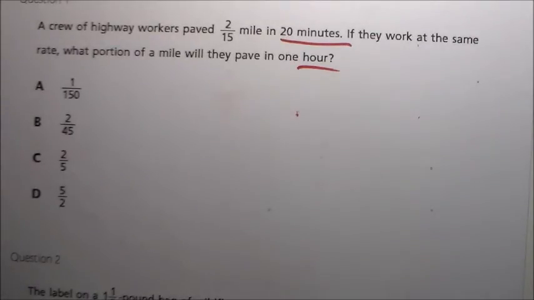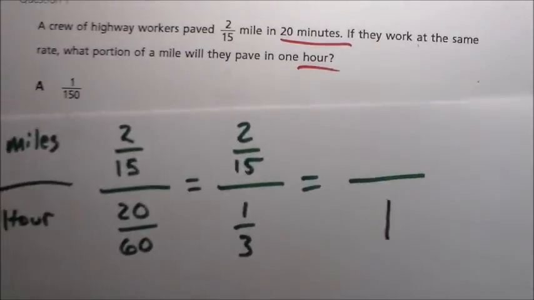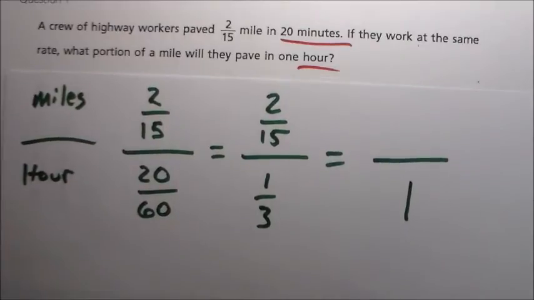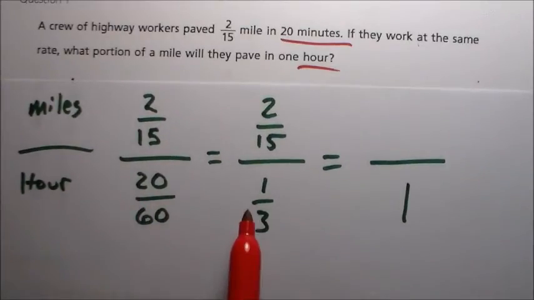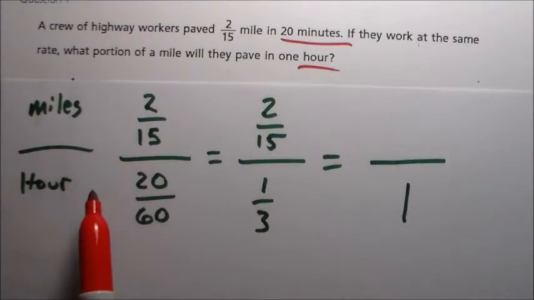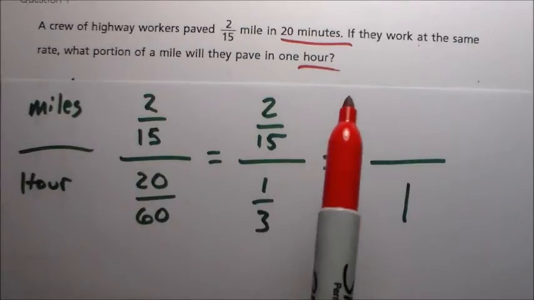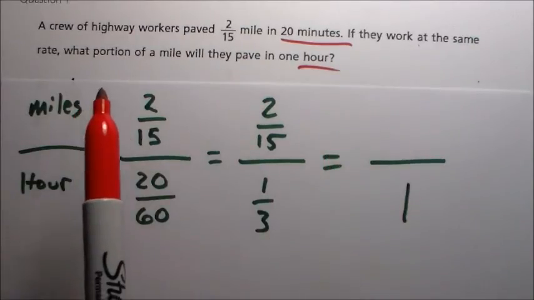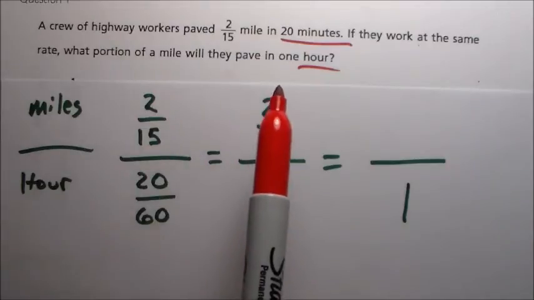But we still have the problem to do. All right, let's do it. Crew of highway workers paved 2/15 of a mile in 20 minutes, and 20 over 60 is 1/3. Okay, so miles per hour, time goes on bottom. If they work at the same rate, what portion of a mile will they pave in 1 hour?